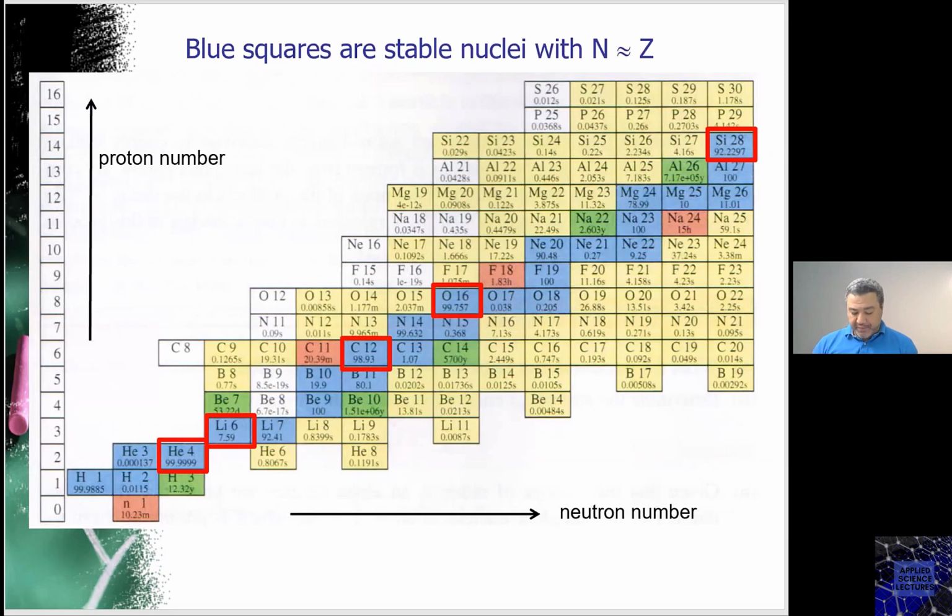Okay, so this is the table, and as you can see, those blue squares represent stable material where N is either equal to Z or close to Z.